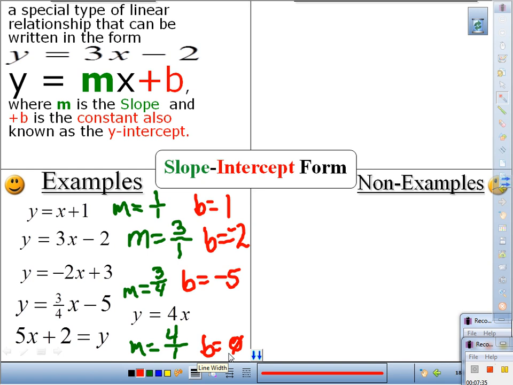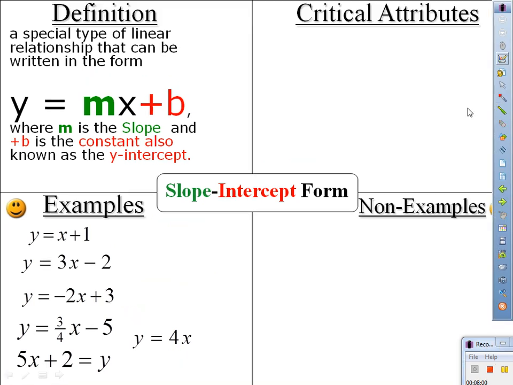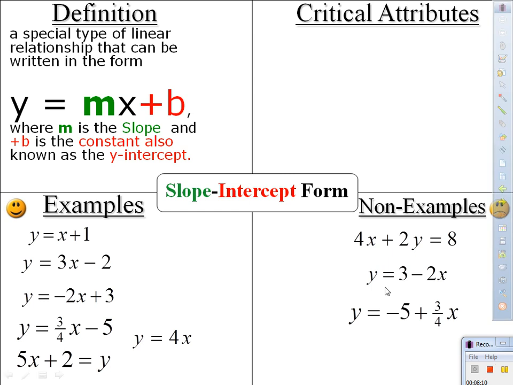Any questions with slope-intercept form? We know how to identify the slope and the y-intercept. And we know how it looks. Look at it. Look how it looks. All right. Now let me show you what is not slope-intercept form. Okay, before you copy it, talk it over with your neighbor and let them know why these are not slope-intercept form.